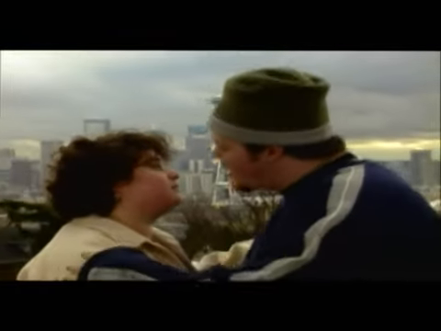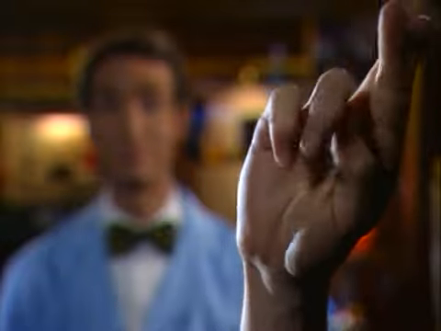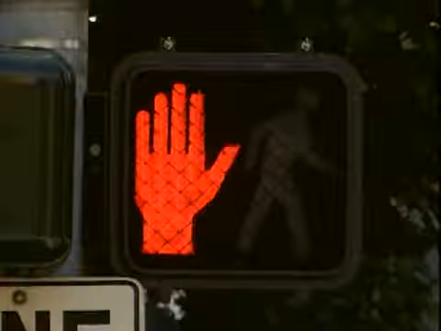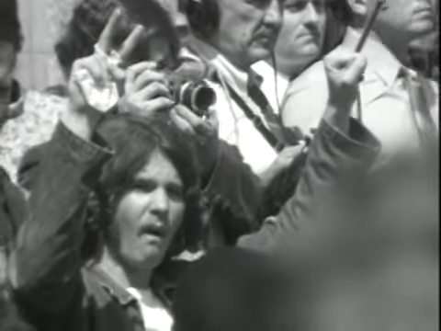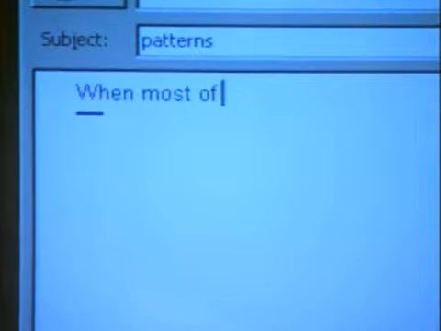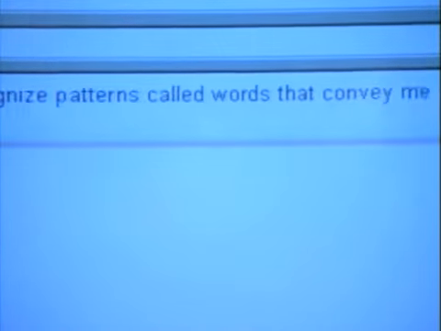Science! We use patterns to communicate. Patterns of gestures. I love you. Patterns of symbols. Peace, dude. Half time! When most of us see letters, we recognize patterns called words that convey meaning.